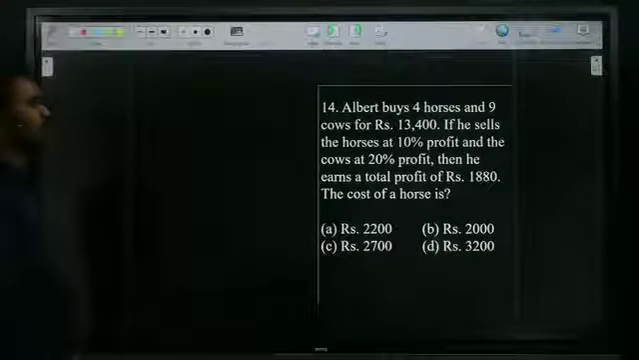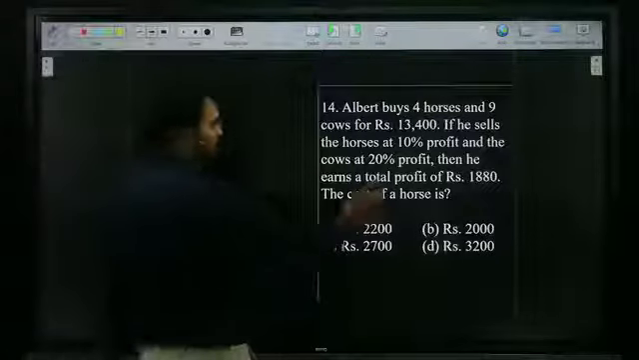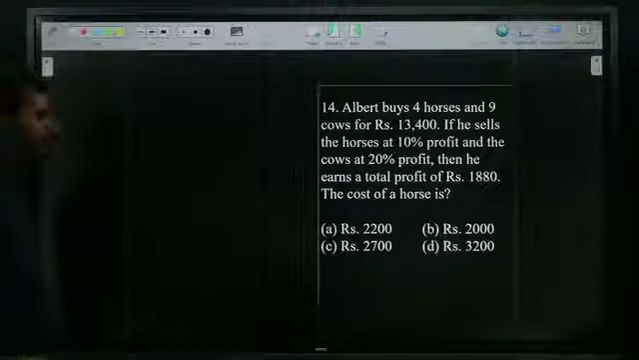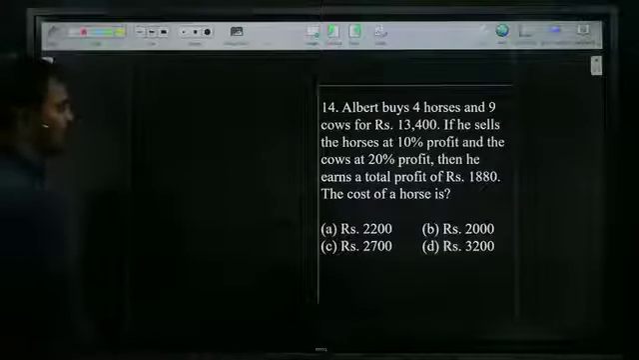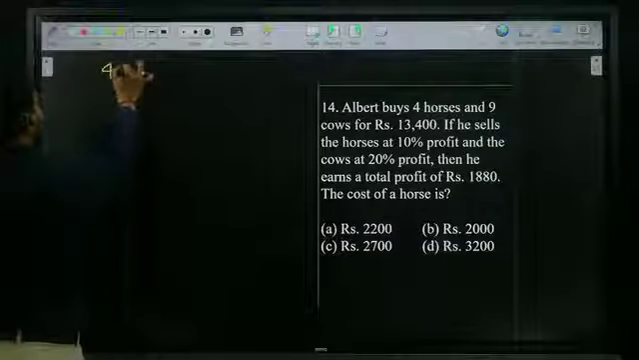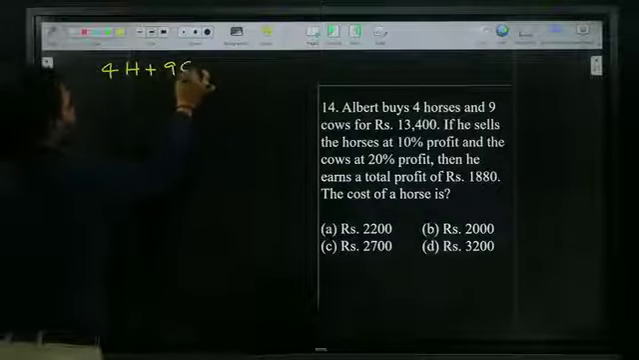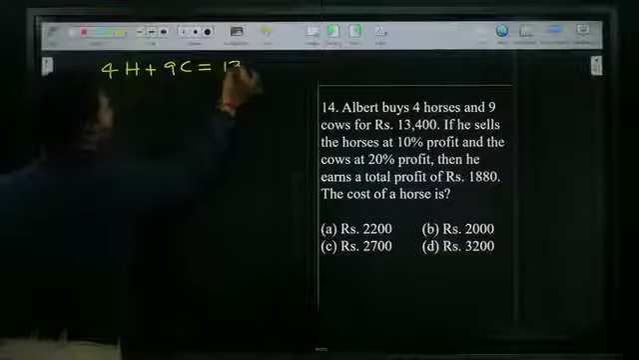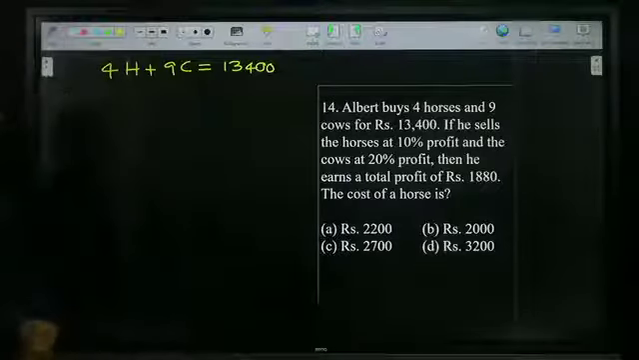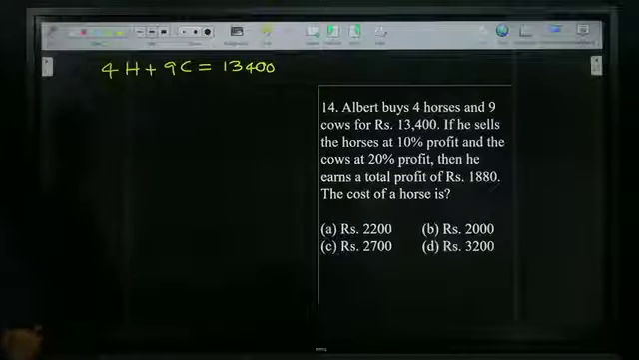Albert buys 4 horses and 9 cows for 13,400. He sells the horse at 10% profit and the cow at 20% profit. Then he earns a total profit of 1880. The cost for the horse is dash. Look at me, all of you. 4 horses plus 9 cows is equal to 13,400. Okay, Amma? This is the first statement. Listen carefully, Andy. If you listen carefully, then you can get the answer.